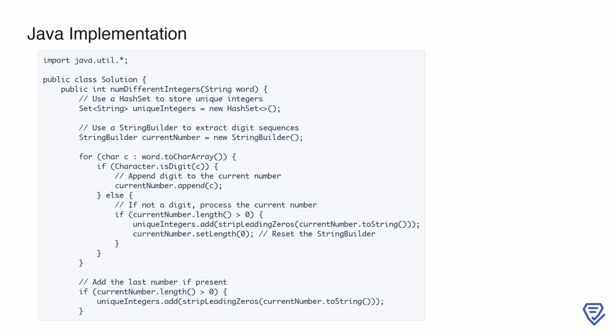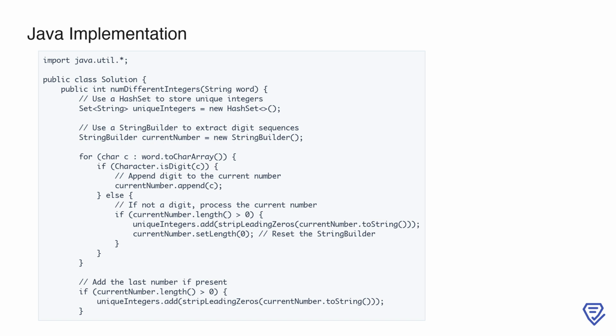The main method, number different integers, accepts a string called word as its input. To identify and store unique integers from this string, we use a hash set, which ensures that only distinct values are retained. Additionally, we initialize a string builder named currentNumber to help extract sequences of digits as we iterate through the string. The for loop processes each character in the input string.